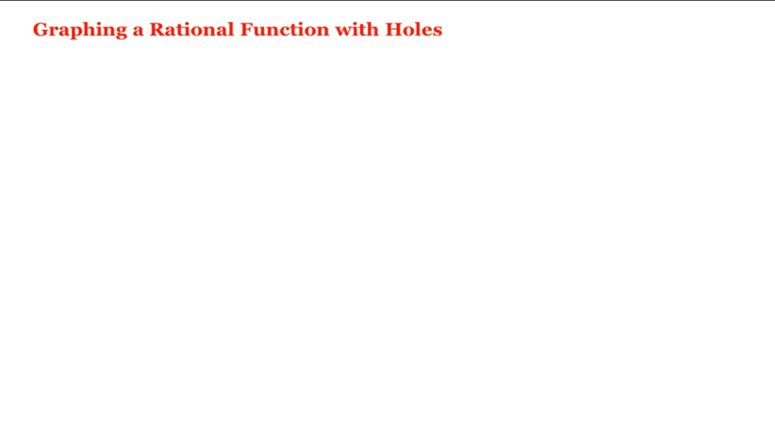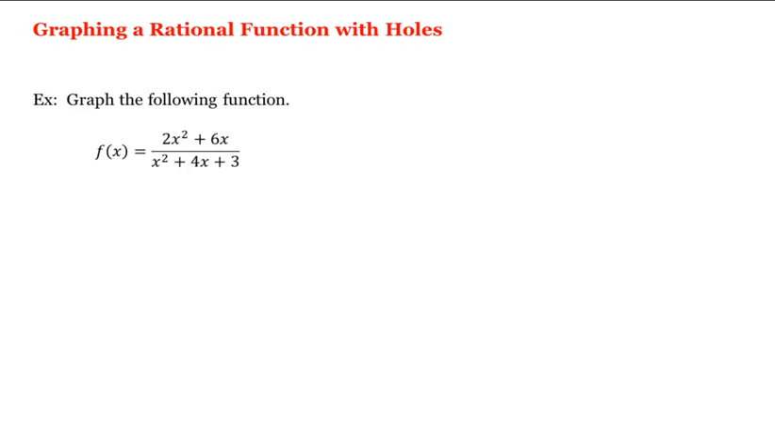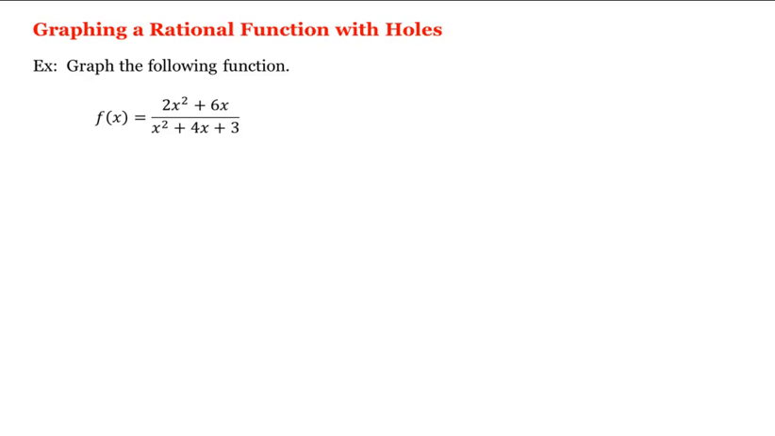Let's look at graphing a rational function with holes. For example, let's graph this function here. Let's first factor to see if f is in simplest form. So we have f of x is equal to... Now we can factor a 2x out of the numerator, which gives us 2x times x plus 3. And the denominator factors into x plus 1 times x plus 3.